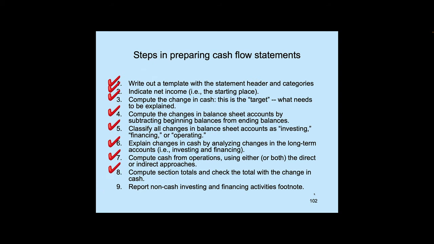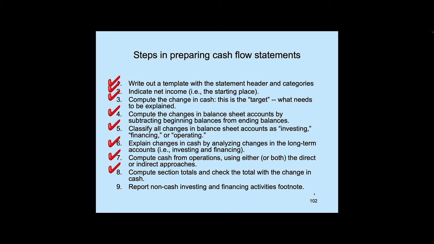Finally, number 9 is where we report the non-cash investing and financing activities footnote. For example, if we bought a piece of land by issuing a note or a mortgage, and there was no cash involved, we would have a non-cash investing and financing activity. That must be reported as part of the cash flow statement. It would say something like, purchased land by issuing mortgage, or acquired land by issuing a mortgage.